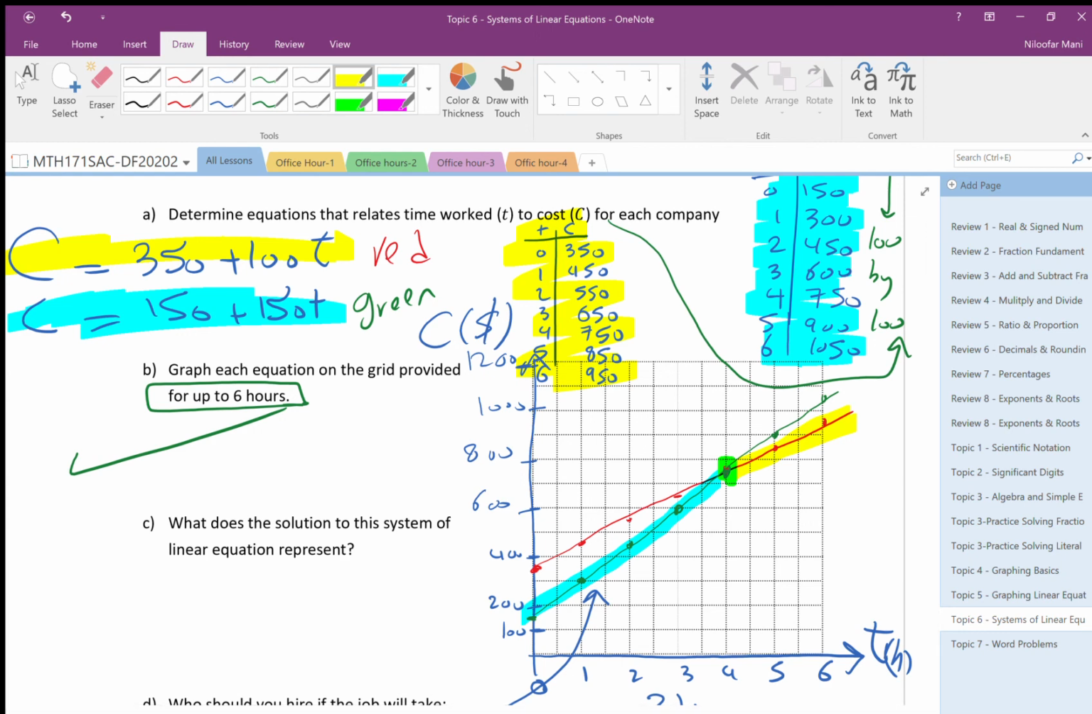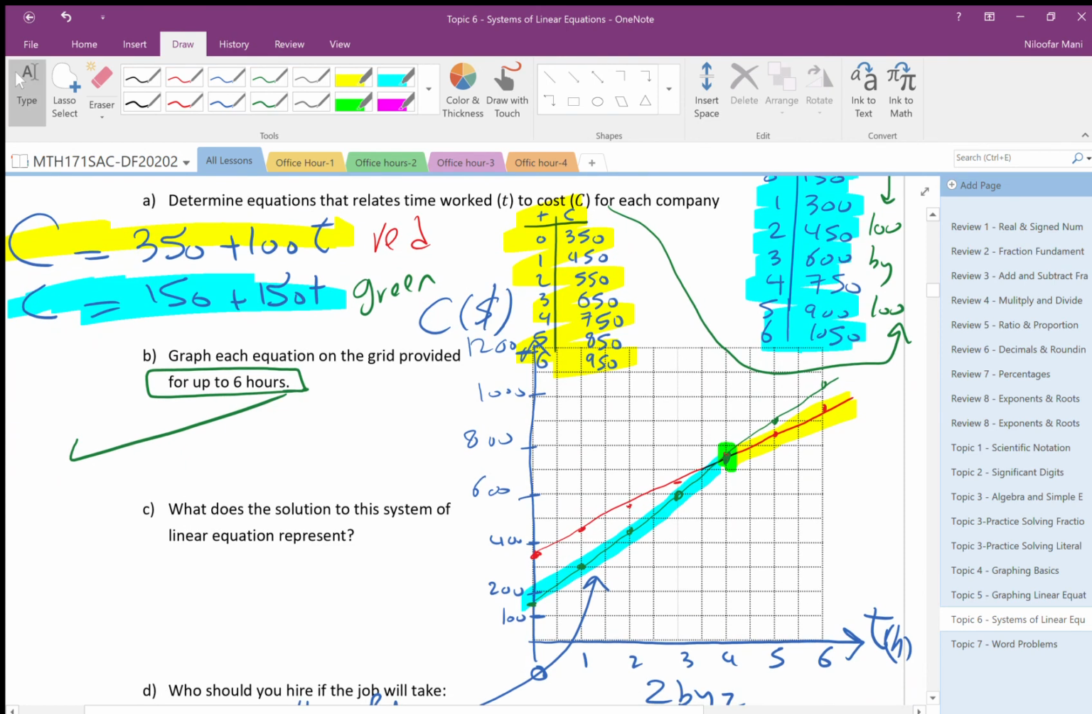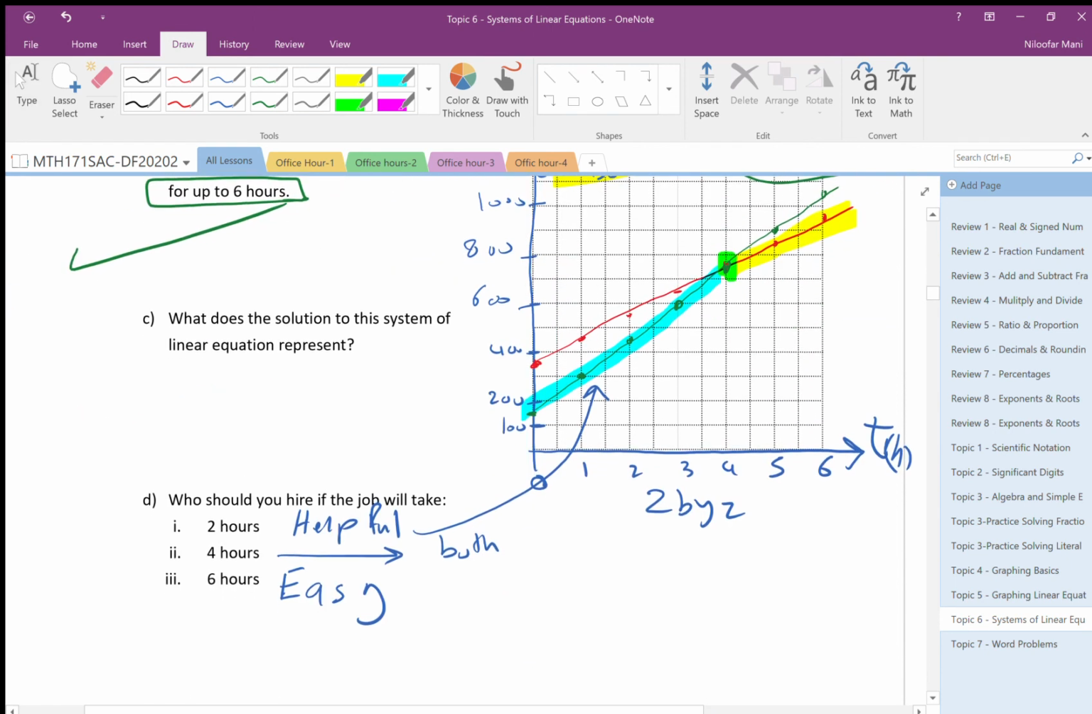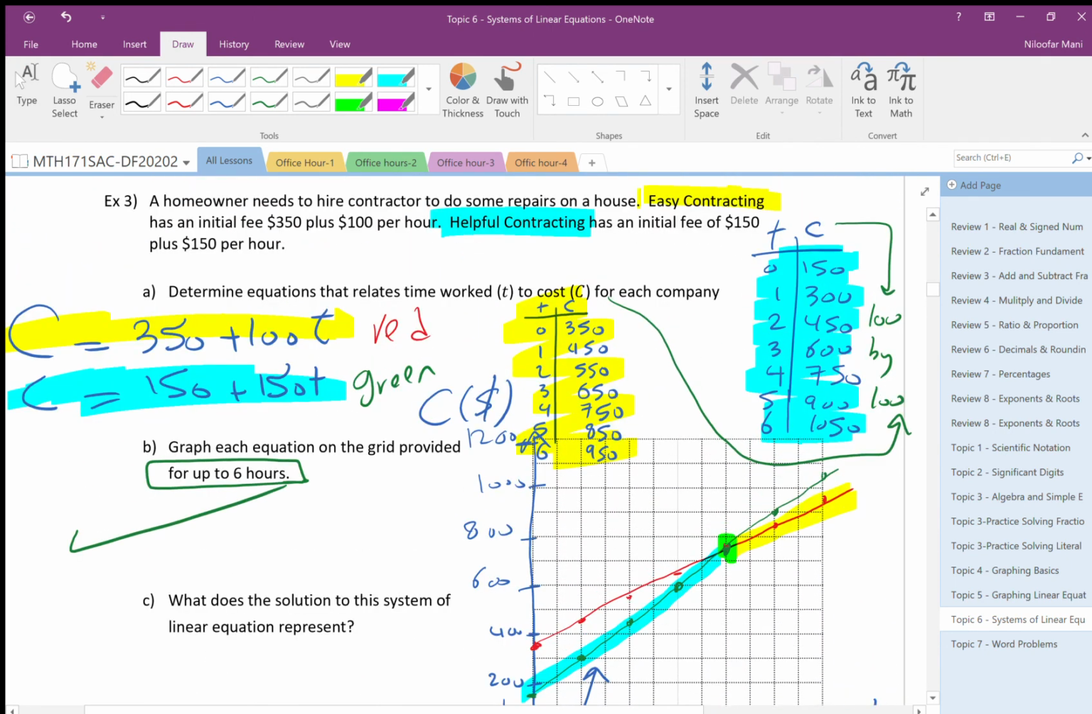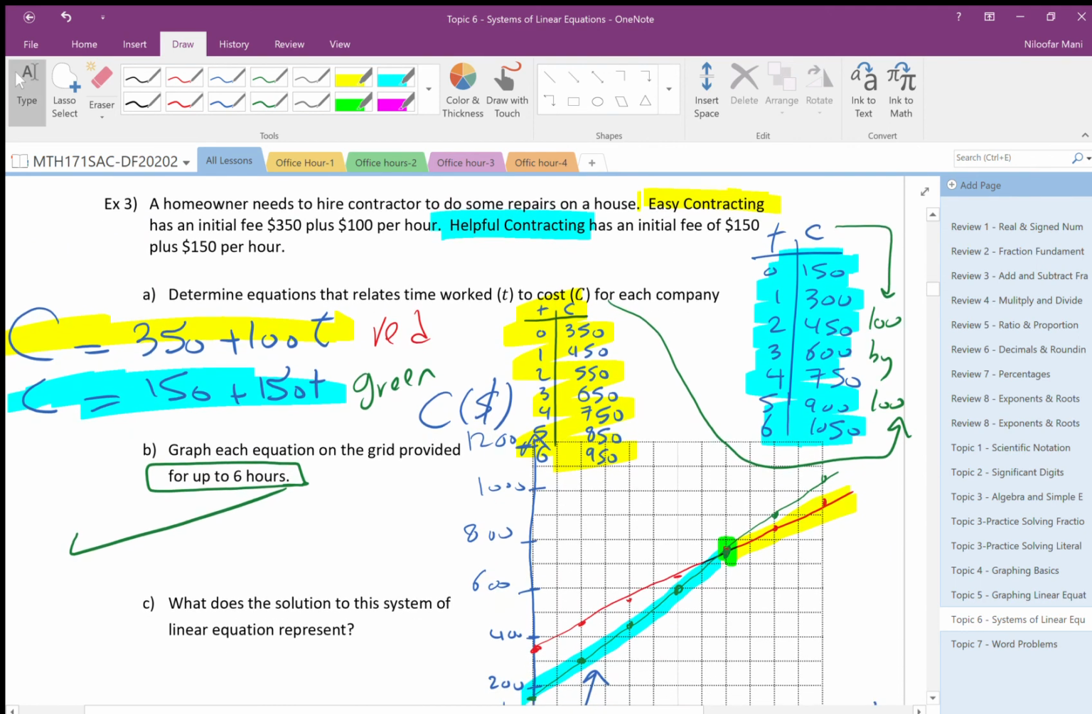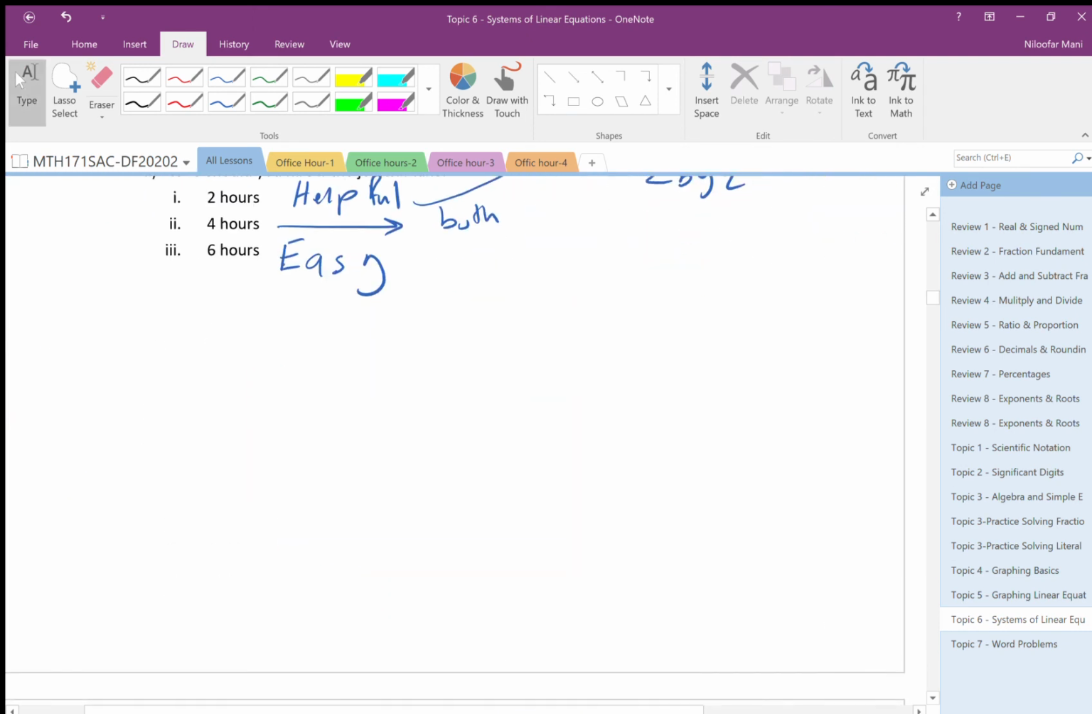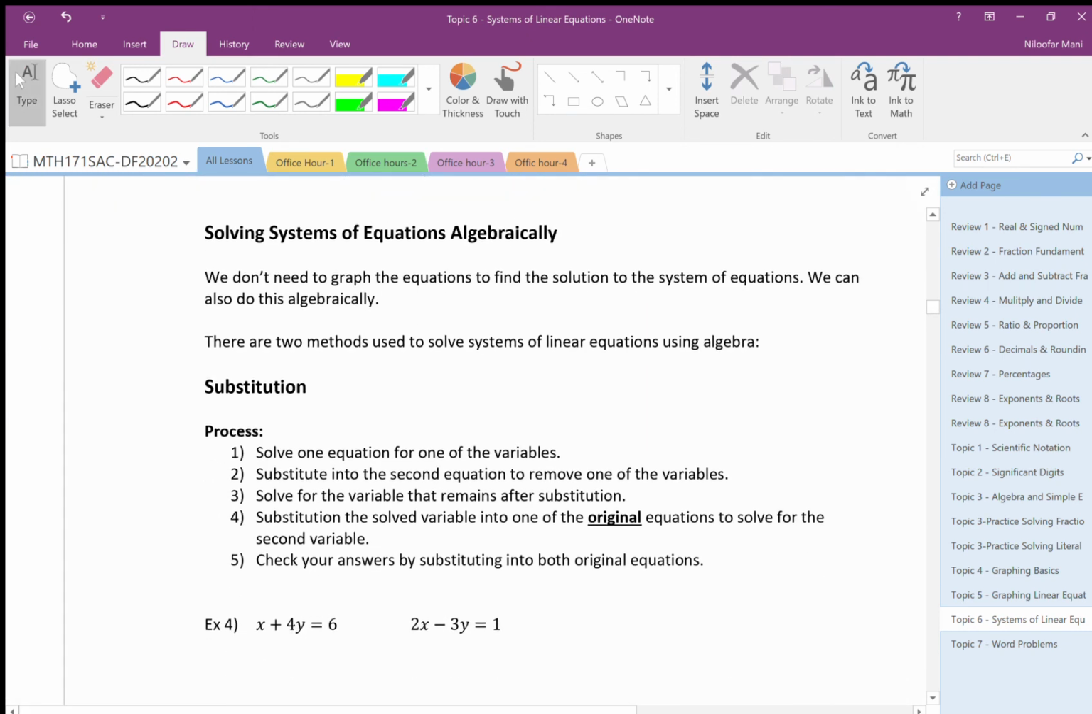So if I have 5 hours, if I have 6 hours, I better go with easy one. Easy one is the yellow equation. If I have less than 4 hours, a 1 hour job, 2 hour job, 3 hour job, I better go with helpful one, and helpful one's equation is the green one. It's just highlighted with blue, so I make it blue here. Okay, so that's a very nice question.